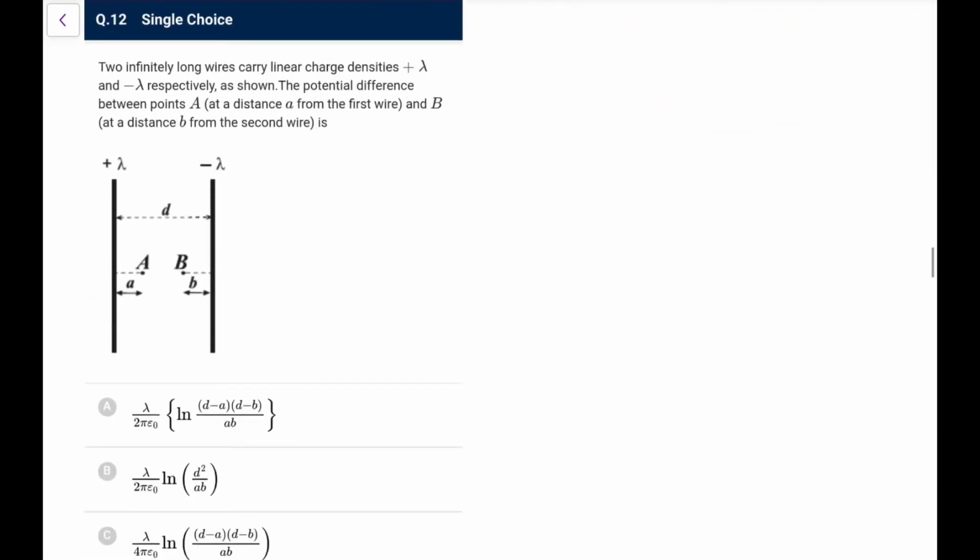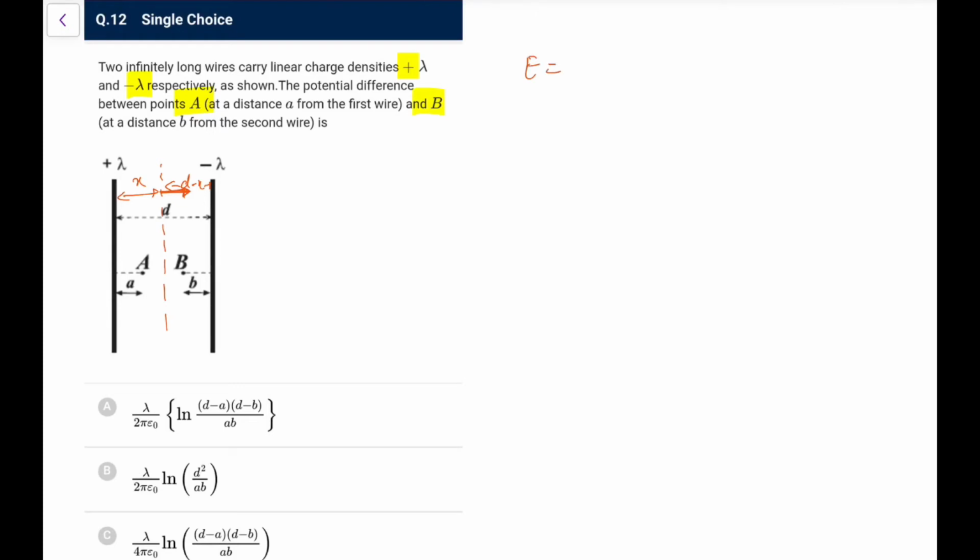Now, two infinitely long wires carry charge density lambda and minus lambda. The potential difference between points A and B at a distance b from the second wire is: okay, now what would be that? So first of all, for that we need to write the electric field at a general point like this. Let this distance be x, this would be d minus x. So the field due to this one would be there and due to this one would be there. Both fields are towards the right.